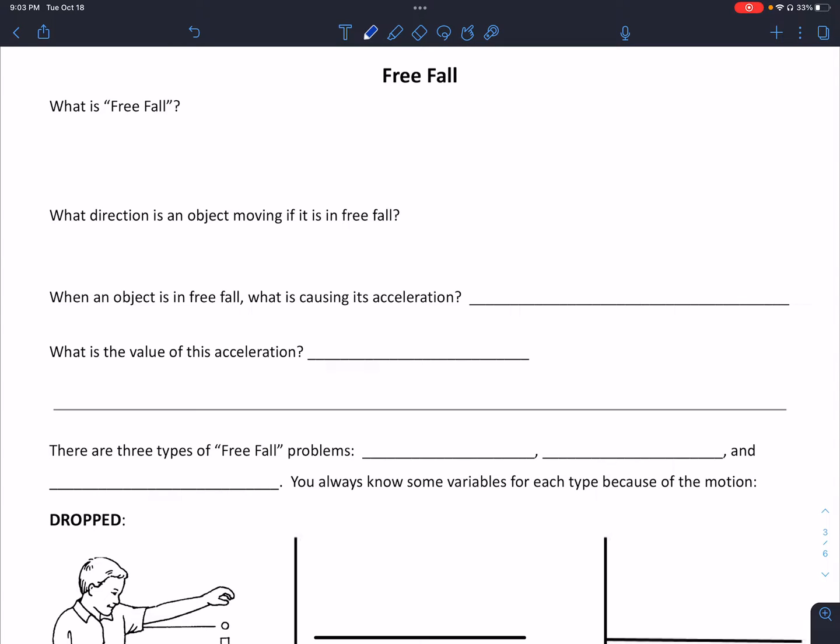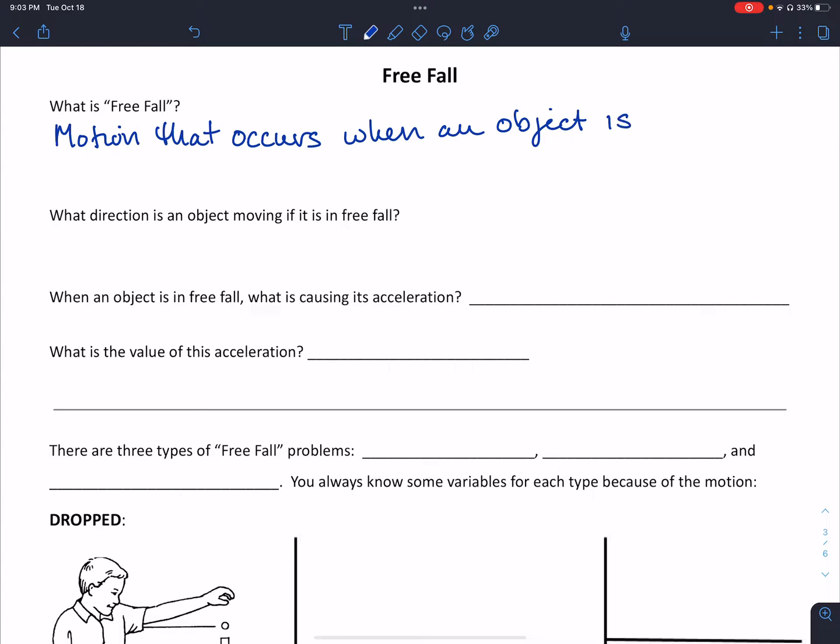All right, so first we should define what free fall is. As we saw in our videos, it's any motion that occurs under the influence only of gravity. So it occurs when an object is moving due only to gravity.